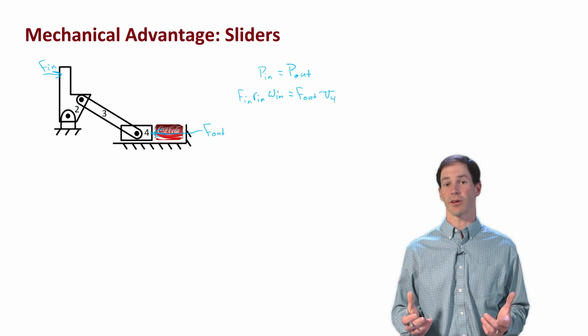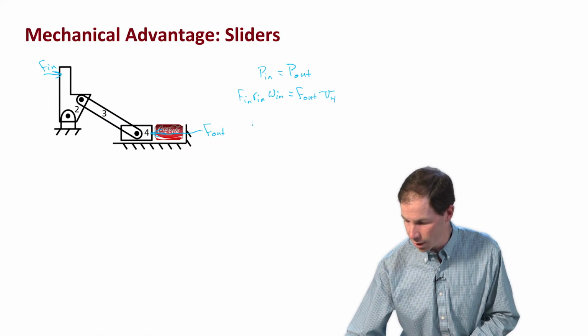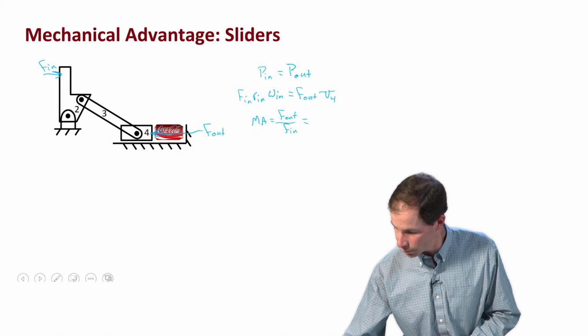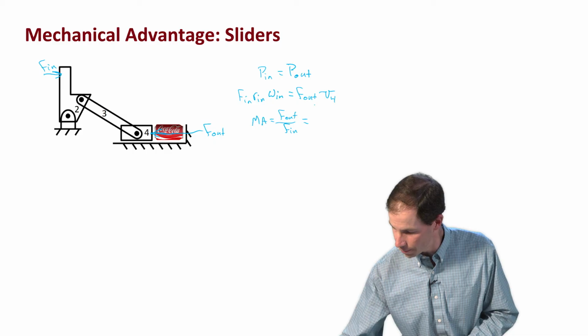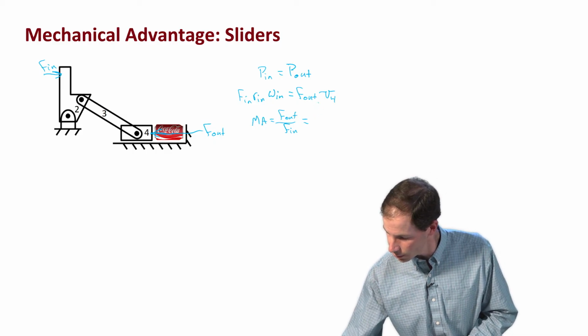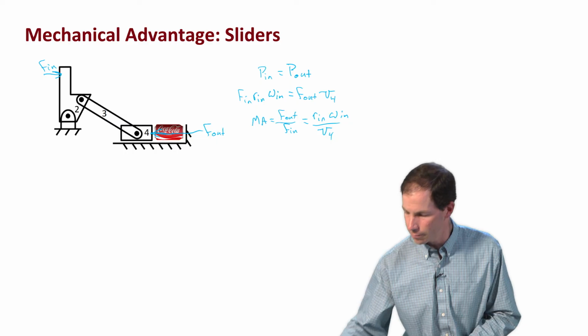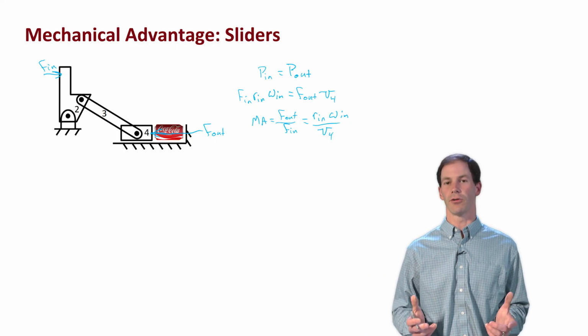And now I can express my mechanical advantage, MA. This is just equal to the output force, F out, divided by F in, which is then, let's see, throw these to the other side. I get, make sure I do this correctly, R in, omega in, over velocity of 4. All right, so I'm getting pretty close now.